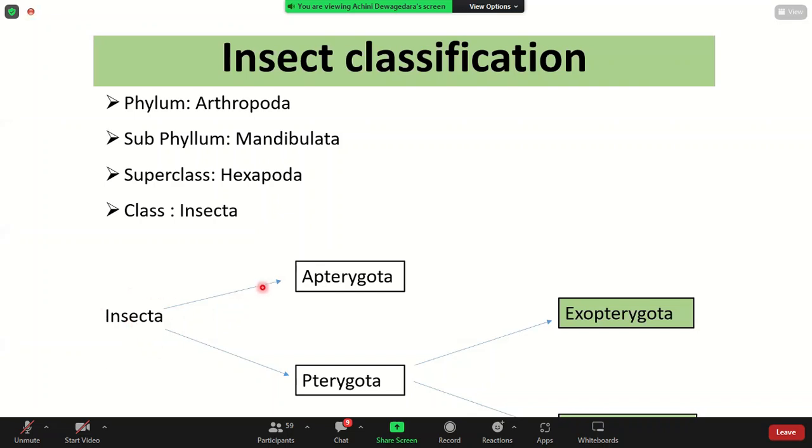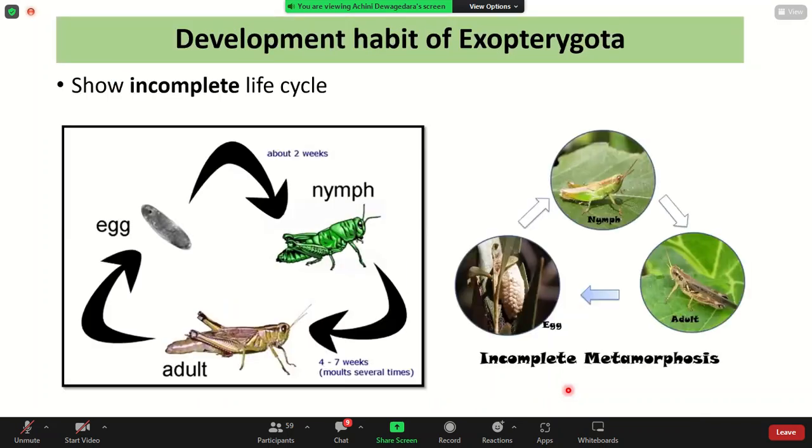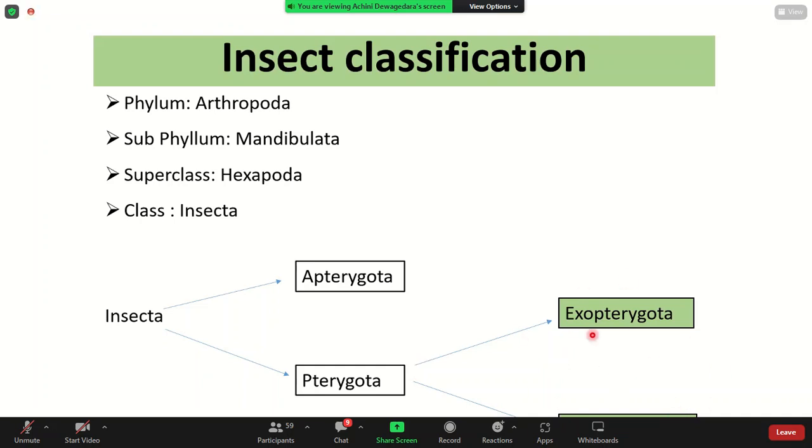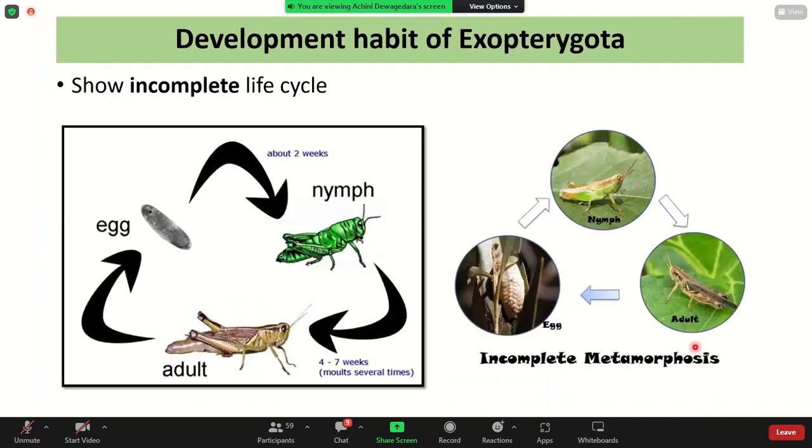So, insecta without wings means apterygota, and with wings means pterygota. And with wings, insects can be further divided as exopterygota and endopterygota. Exo means from the outside, wings are present outside of the body, and in endopterygota, wings are present inside of the body. Okay? Right. Now we are going to discuss these two types of insect categories, endopterygota and exopterygota. So first we will discuss the exopterygota.